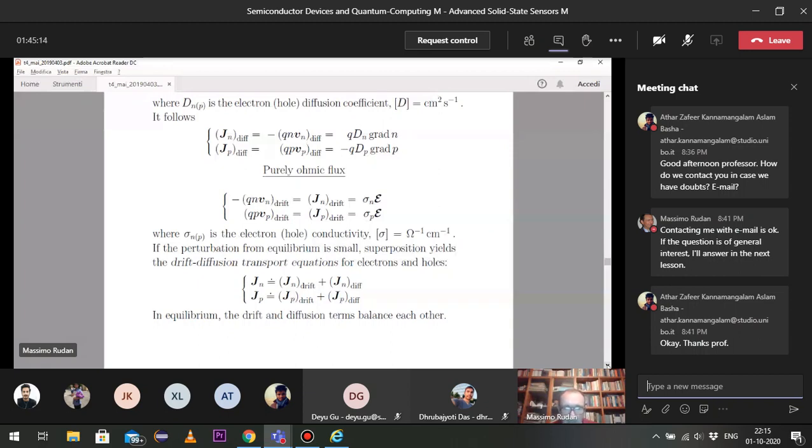This does not mean that each diffusion term is individually equal to zero and each drift term is individually equal to zero. Jn, for instance, may be equal to zero also if drift and diffusion terms are non-zero but opposite to each other, equal and opposite to each other, okay? And this is what typically happens if the semiconductor is non-uniform.